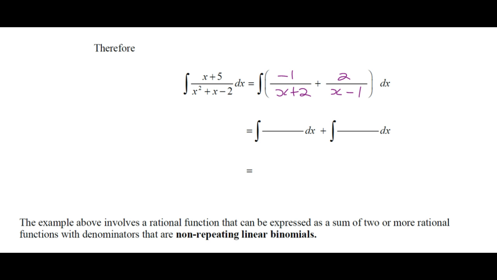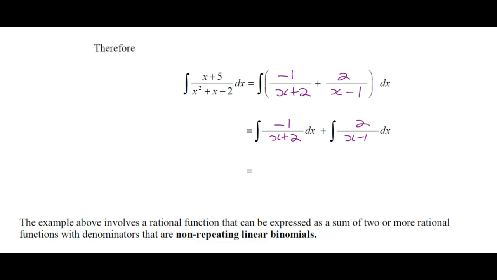The integral of a sum is the sum of the individual integrals. So this is the integral of −1/(x + 2) dx plus the integral of 2/(x − 1) dx. 3 over x − 1? No, B is 2. That's okay. I'm so ashamed of myself. I was partially confused too.